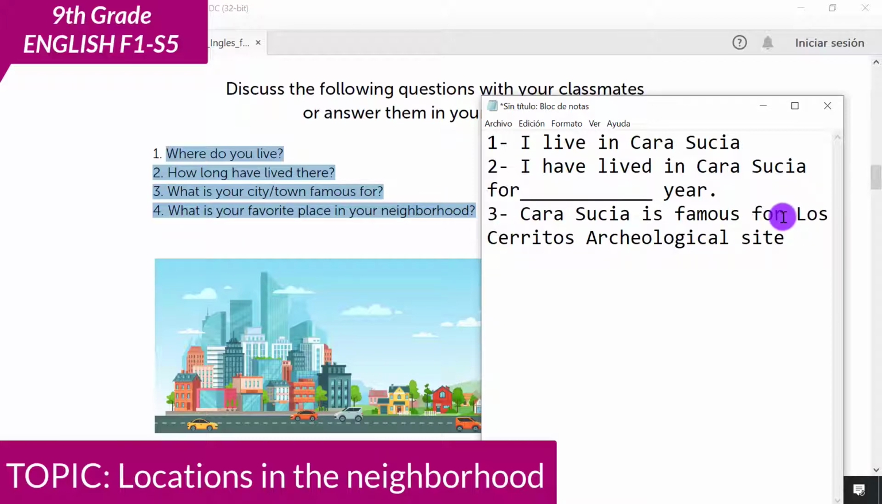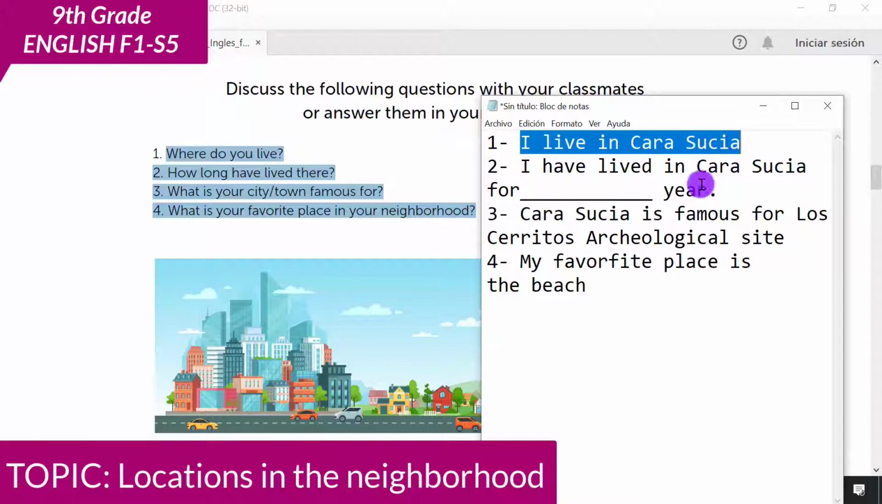Now the next question, number 4, is what's your favorite place? Favorite place in your neighborhood, lugar favorito. Okay, my favorite place is the beach, la playa. Yes, my favorite place is the beach. For example, okay? Esto es lo que yo contestaría, in my case. You can answer depending on your situation. Puedes responder dependiendo de tu situación.